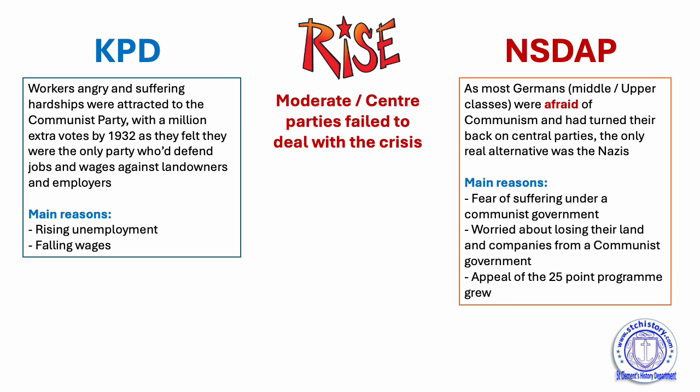Alright, so the only alternative then is the Nazis on the right hand side of the political spectrum. And the main reason people go to the right wing is this fear of suffering under a communist government, as we've said. They're worried about losing their land and their possessions and things that they have built up. And of course, the 25-point program from earlier in the Germany course, that you remember, was really vague. It was designed to be deliberately vague, so it appeals to everyone. The Nazis don't ever commit to one thing or other. So that is essentially why they would get some votes there.